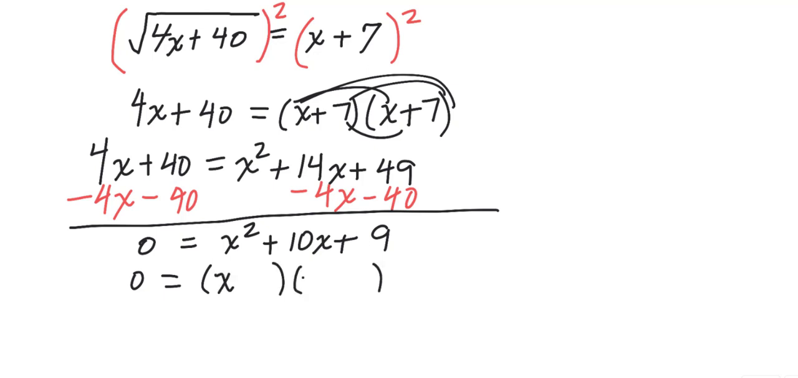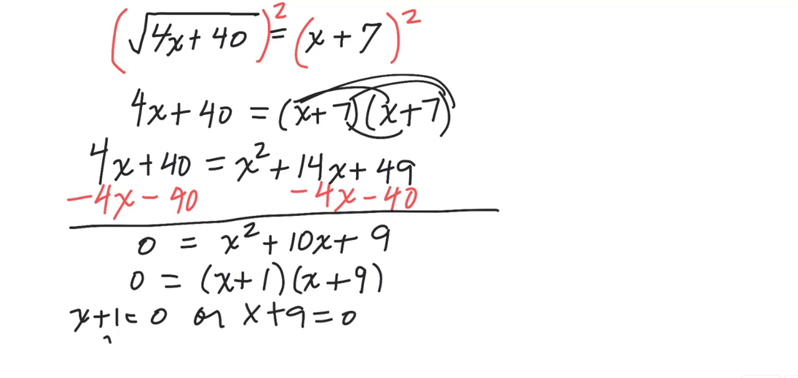So, how can I multiply two numbers and get 9 and add them to get 10? 1 and 9. And then you set both of these factors equal to 0 and solve for x. So x equals -1 or x equals -9.